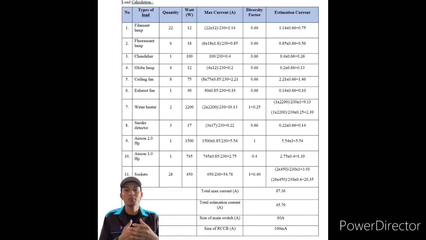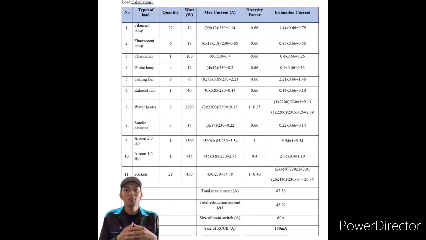For the next item, number 2, fluorescent lamp. We have a quantity of 6 fluorescent lamps, and the wattage is averaging at 18 watt, and the max current we get is 0.85. It is multiplied with 1.8 for the power factor of fluorescent lamp, and for the estimation current, we take the max current of 0.85 multiplied with the diversity factor, and we get 0.56 for estimation current.